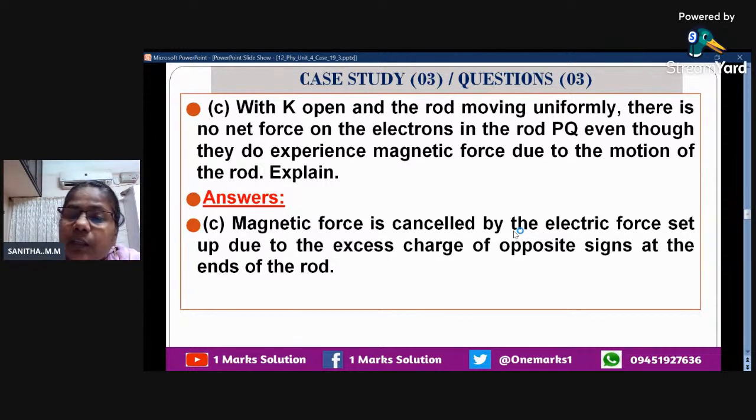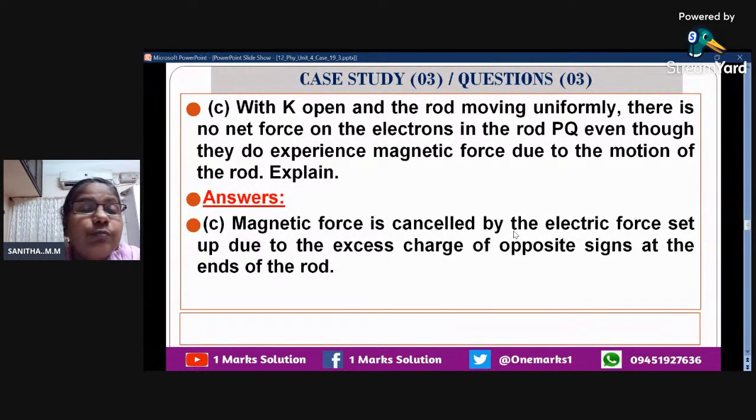That means the question is, with K open, there is no net force on the electrons. The rod PQ is there, and in the rod there is no net force on the electrons. Why is it like that? Because the magnetic force is there and one more force is there, the electric force. They will be cancelled because of the excess charge of opposite signs at the ends of the rod. We know that at P we got positive and at Q we got negative. So there is an opposite sign, and that is why these forces cancel each other. So there is no net force. Now we can go for the next question.